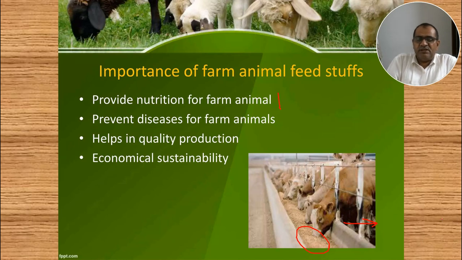Then economic sustainability is also dependent on animal feedstuffs, because 60% of the cost always goes to the cattle feed in the form of fodder or concentrate. So this is a common practice throughout the earth, what we can say, or in many countries which are depending on cattle feed.